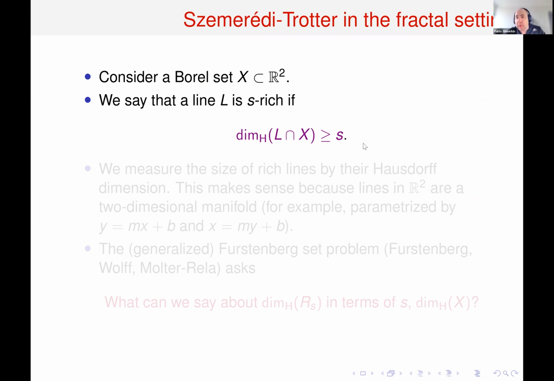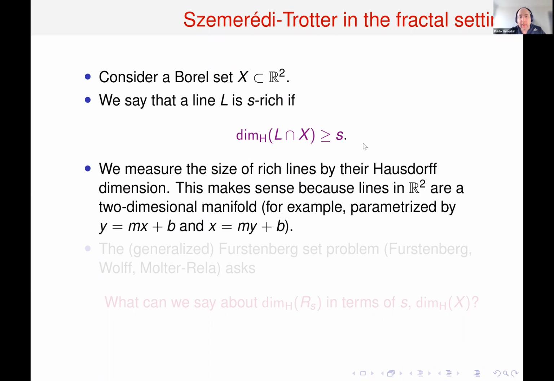And now we want to count how many ridge lines there could be. How are we going to count them? Well, again, by using Hausdorff dimension. This is a space of lines, but lines are naturally parameterized by two parameters. For example, you can parameterize by y equals mx plus b, and you identify this line with the parameters m, b, the slope and the y-intercept. So that gives you the line.